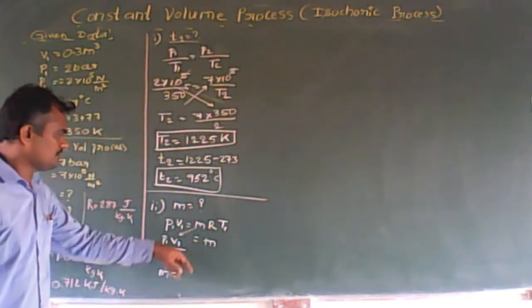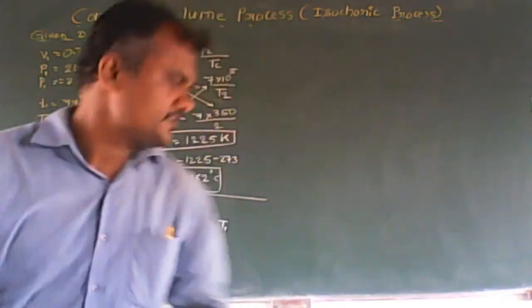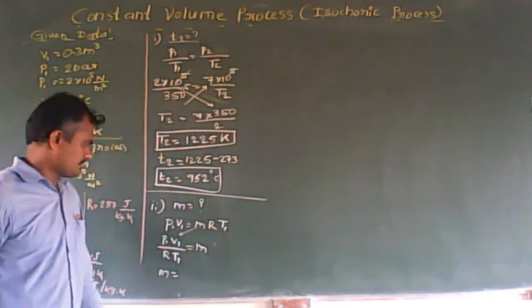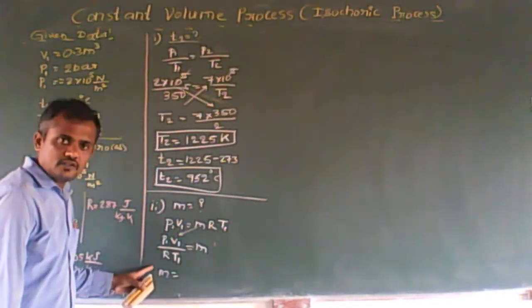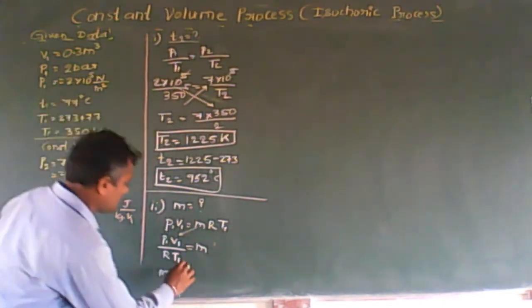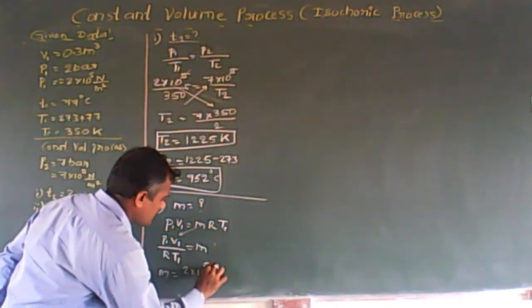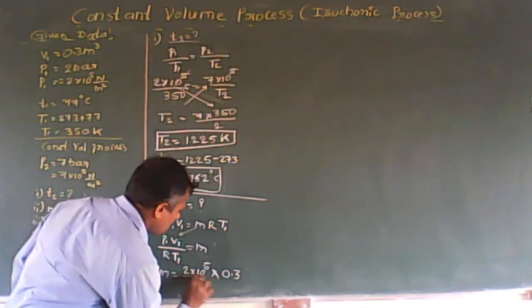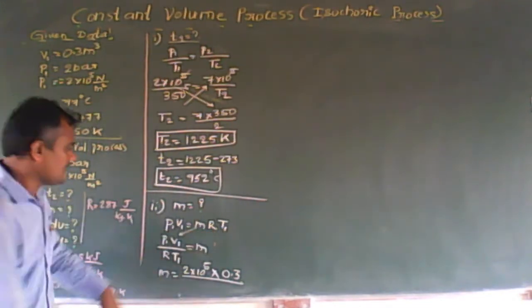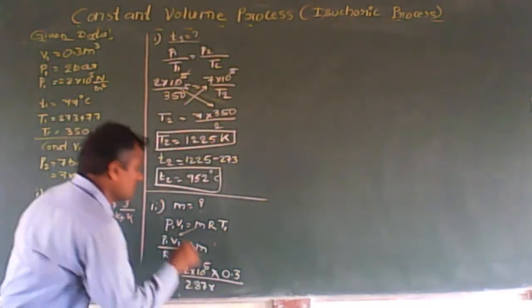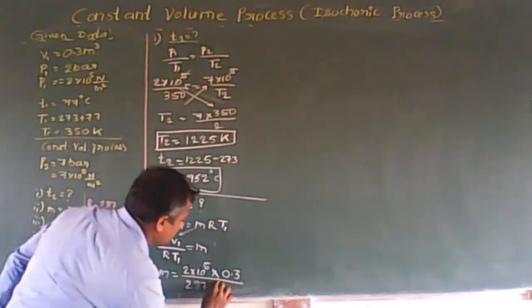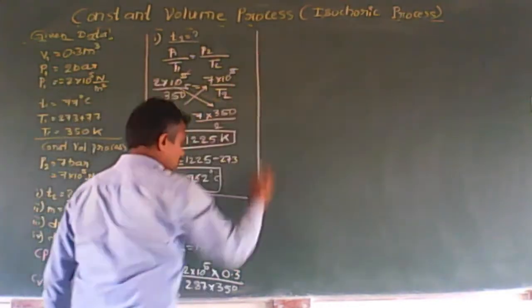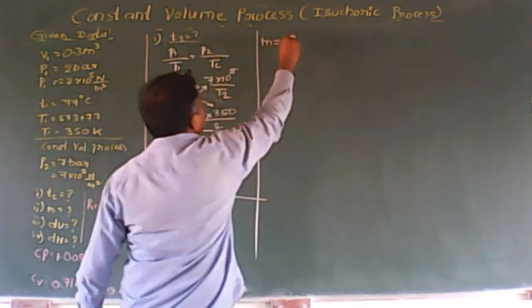So now I will substitute the values. m is equals to P1, which is 2 into 10 raised to 5, multiplied by V1, which is 0.3, whole divided by the characteristic gas constant R, which is 287, multiplied by the absolute temperature T1, which is 350. We have to get the answer, that is the mass.